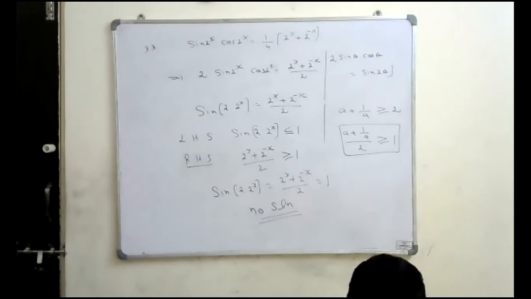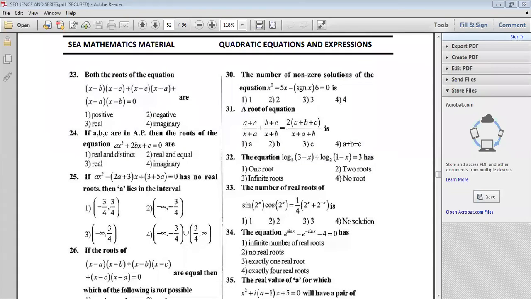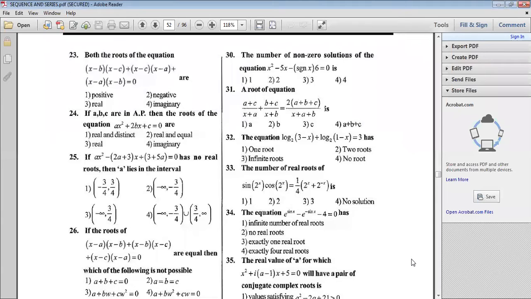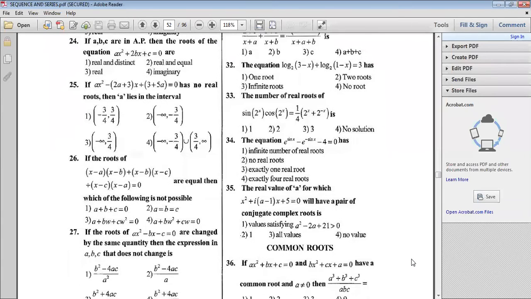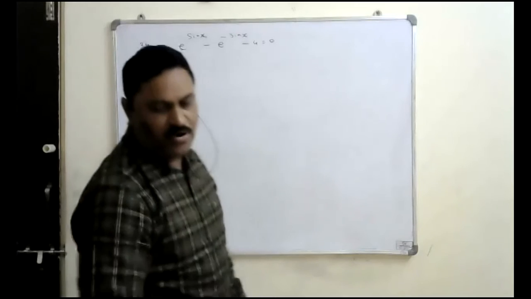Then sir. Next, look at the next problem. 34th problem. Observe this, because this is also an important problem once given in the Main. e power sin x minus e power minus sin x minus 4 is equal to 0. So the number of real roots of this equation, the number of real roots.